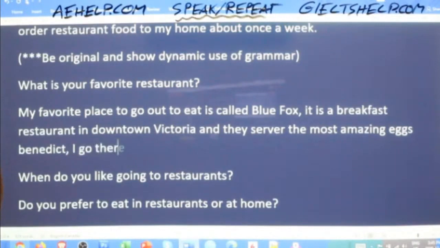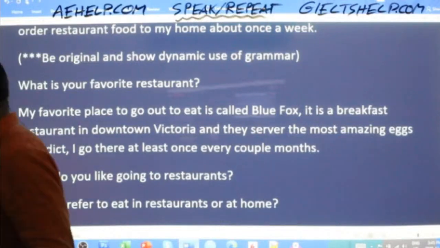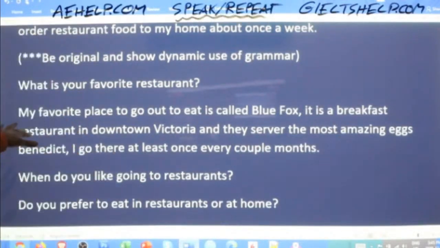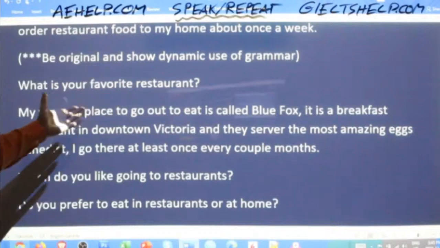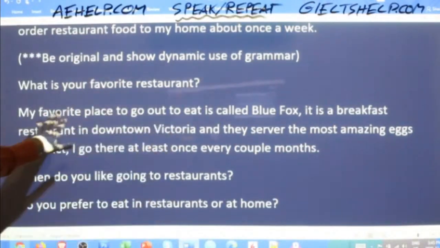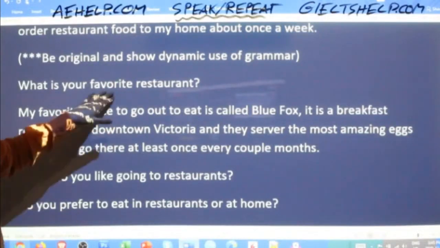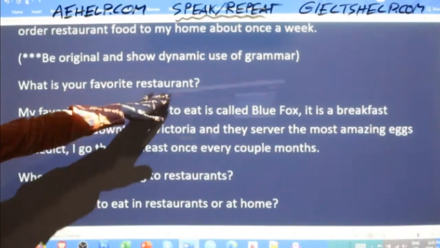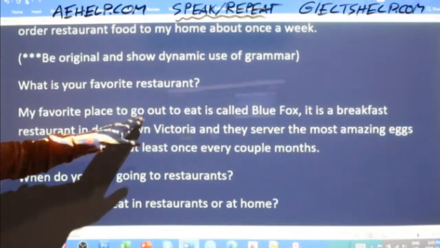I go there at least once every couple months. All right. So, what is your favorite restaurant? You don't always have to get fancy. Just use the question, my favorite place to go out to eat. Okay? So here I'm keeping the word favorite, and I'm kind of paraphrasing restaurant with go out to eat.